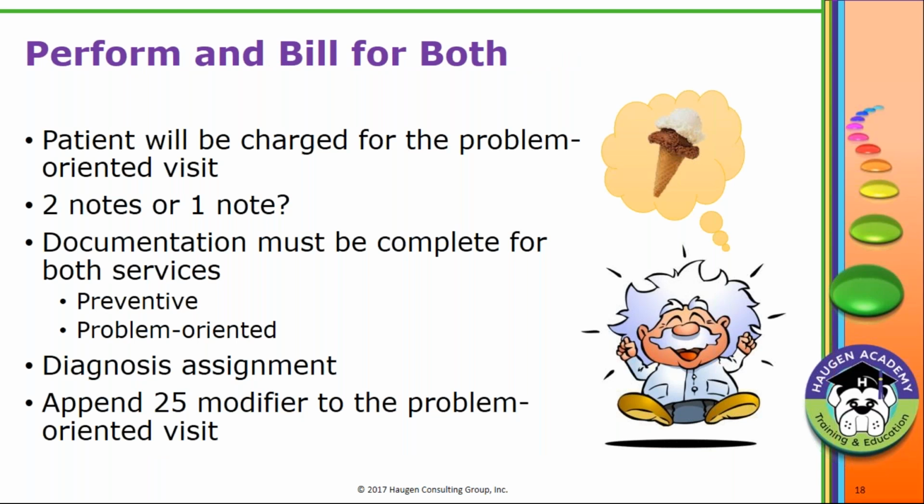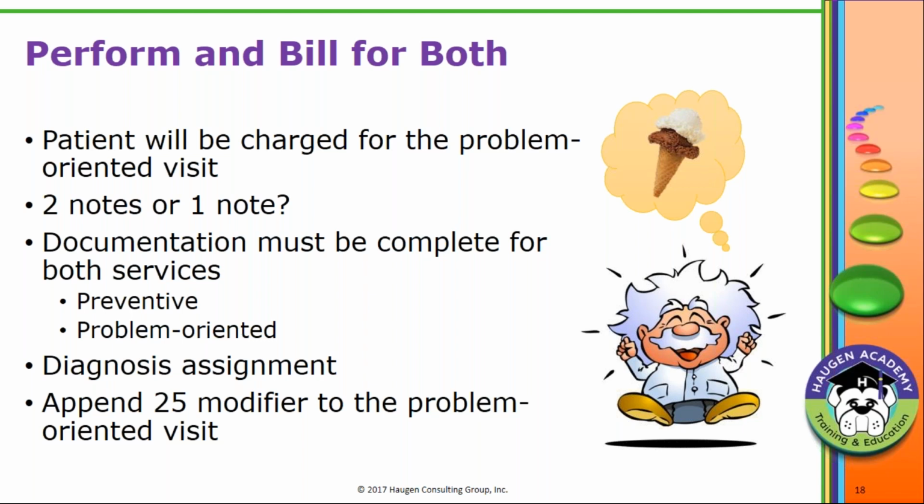The next option is to bill both. The patient's going to be charged for both the preventive and the problem-oriented visit. There are a lot of questions about this, like, do you need 2 notes or 1 note? The answer is that they don't have to be separate notes. They can all be within the same note, but you must be able to distinguish what is separately identifiable from that preventive visit. The documentation has to be complete for both services.